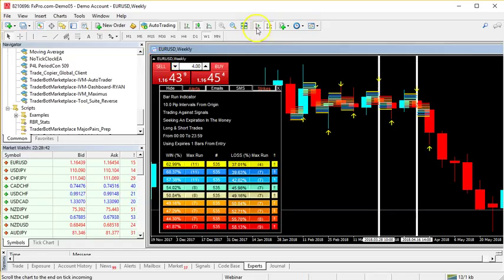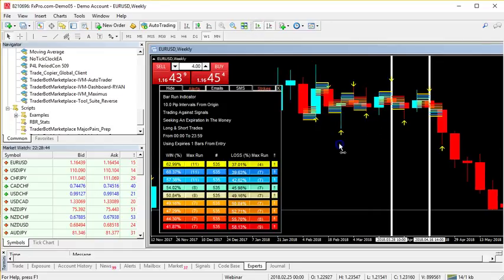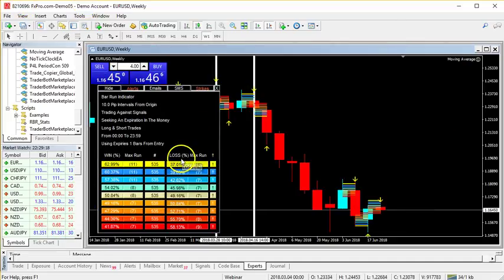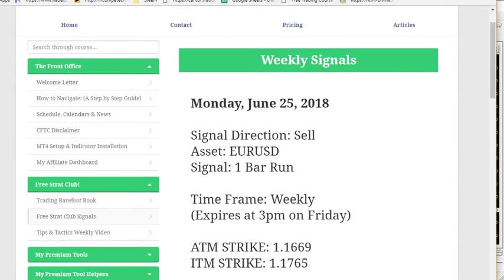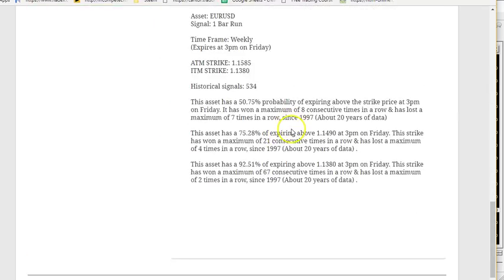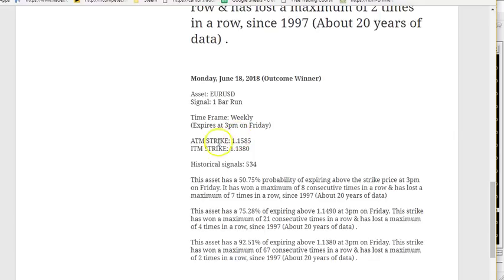All right, ladies and gentle people, let's see what we got going on here. We are looking at something called the bar run. Now we're going to look at last week's signal. This is a weekly signal. This is also how I backtest, especially for binaries.